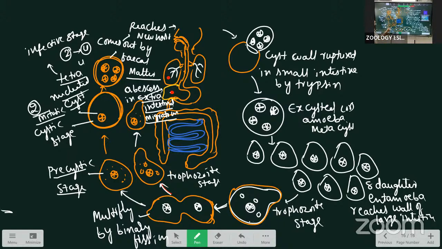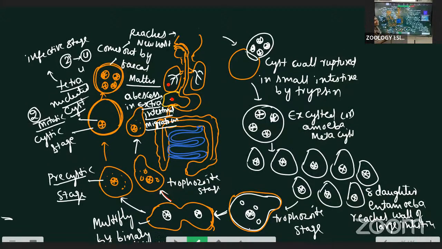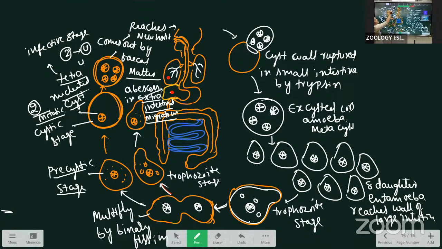Where are they present? The pre-cystic and cystic stages. We already discussed that the pre-cystic and cystic stages are present in the lumen of the large intestine. Here they are present in the lumen of the large intestine. After the tetranucleated cyst is formed, they come out along with the fecal matter, and they reach a new host through contaminated food and water, which I'm not writing here.